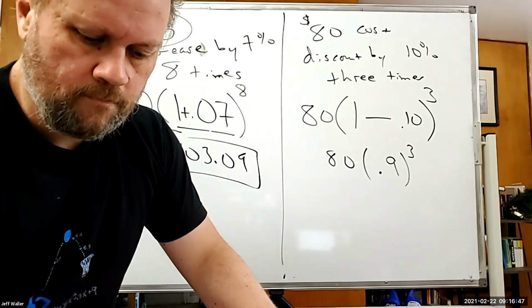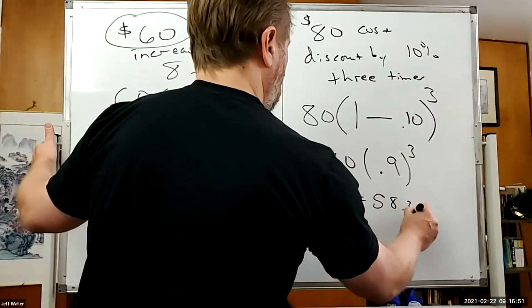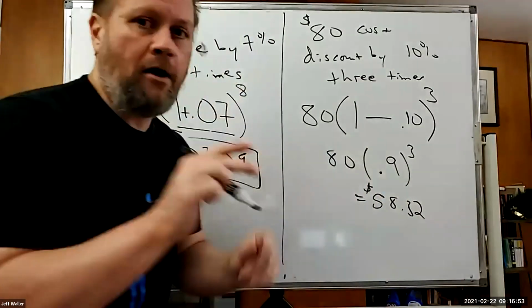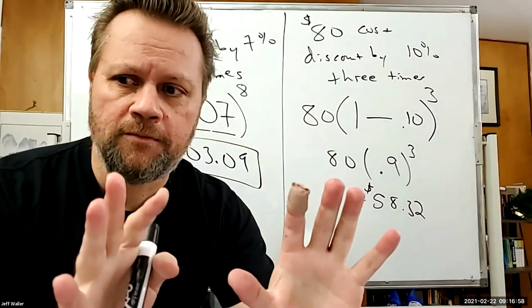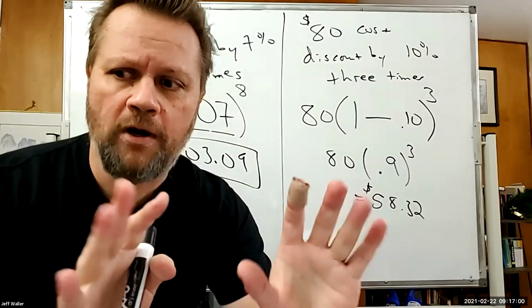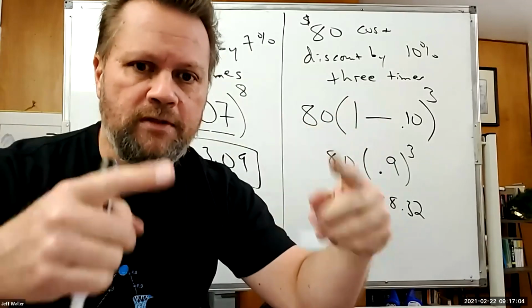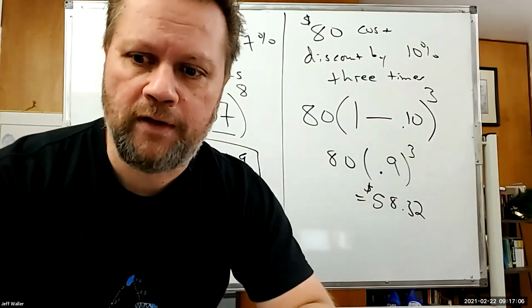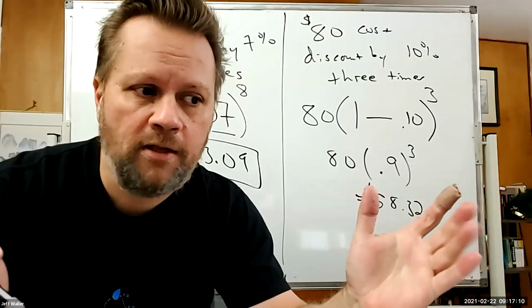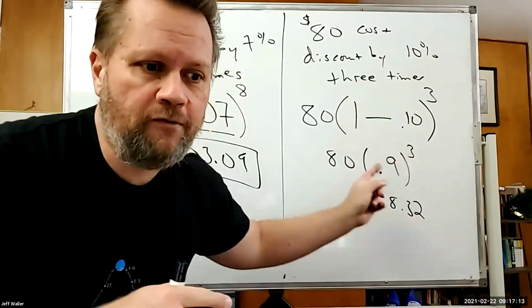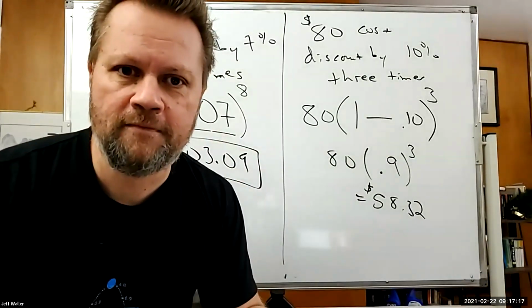$58.32. Yes, 58.32. Now, does everybody get that a little bit better? When will that work? Every time that you have to continuously apply a percentage over and over, every time. So does it work for compound interest in a bank account? Of course. That's why the formula for that looks basically like this, because it's the same thing.